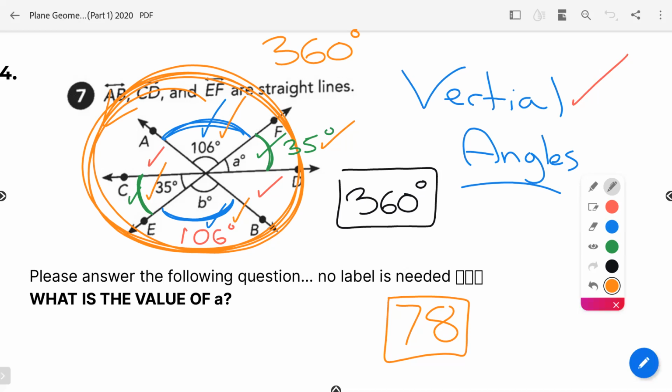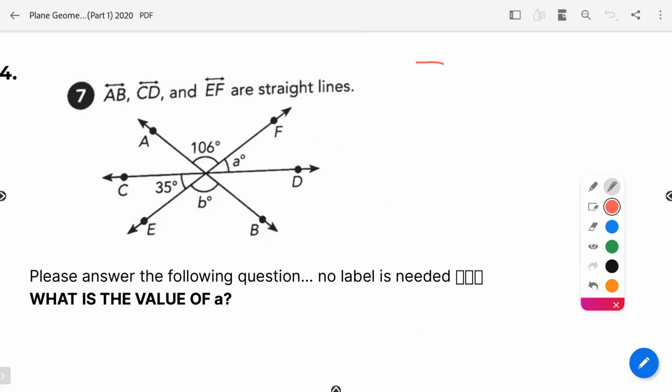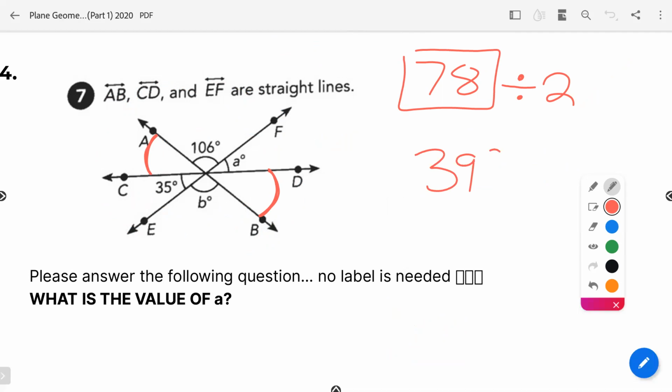So let me clean this up a little bit, right? Now if I know the two angles that are left add up to 78 degrees, and the two angles that I'm talking about right now are this guy and this guy, to find the value of one of them, all I have to do is divide it by 2. And when I take that and divide it by 2, I'm going to get 39 degrees for the value of that missing angle right there.